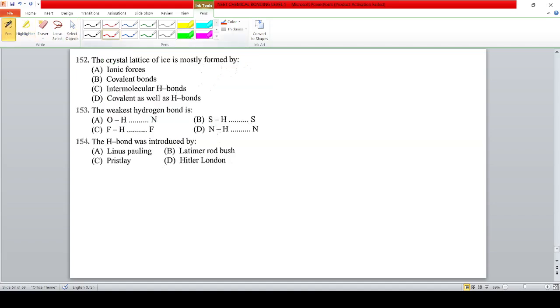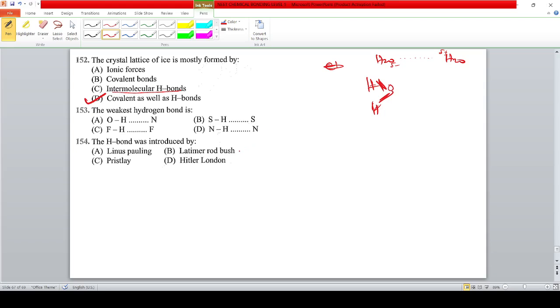152. The crystal lattice of ice is mostly formed by. So, what is the maximum bond that exists in ice? In ice, we already told H2O. So, this oxygen is negative charge and hydrogen is positive charge. This is called dipole force, which is nothing but hydrogen bonds. Intermolecular hydrogen bonds are there. Also, among water, there are 2 covalent bonds. So, the exact answer is option D.